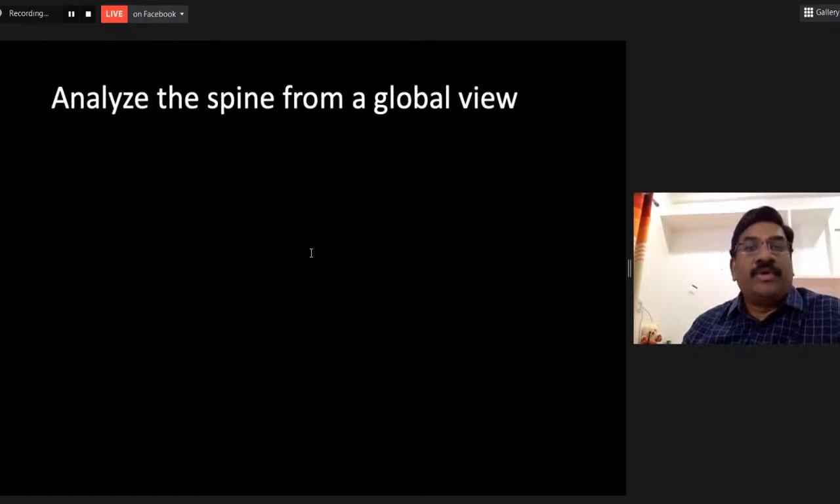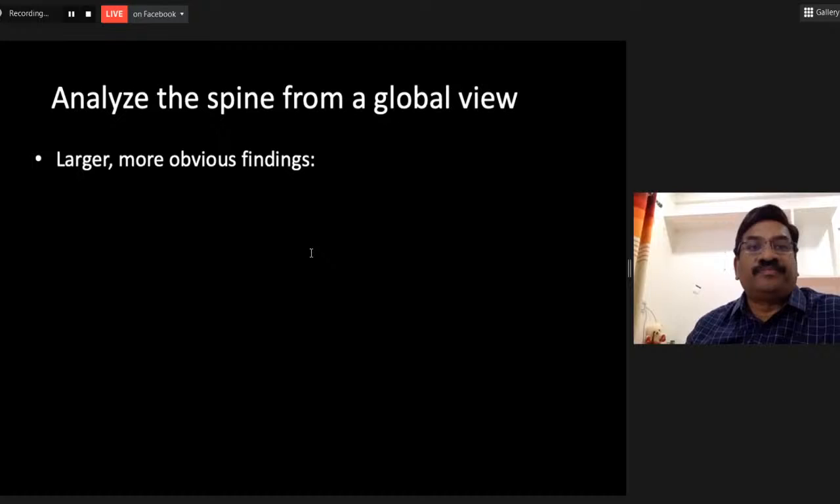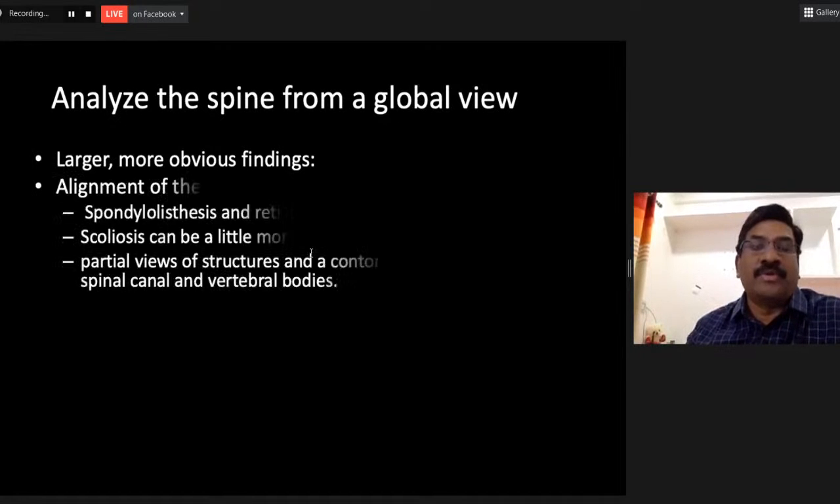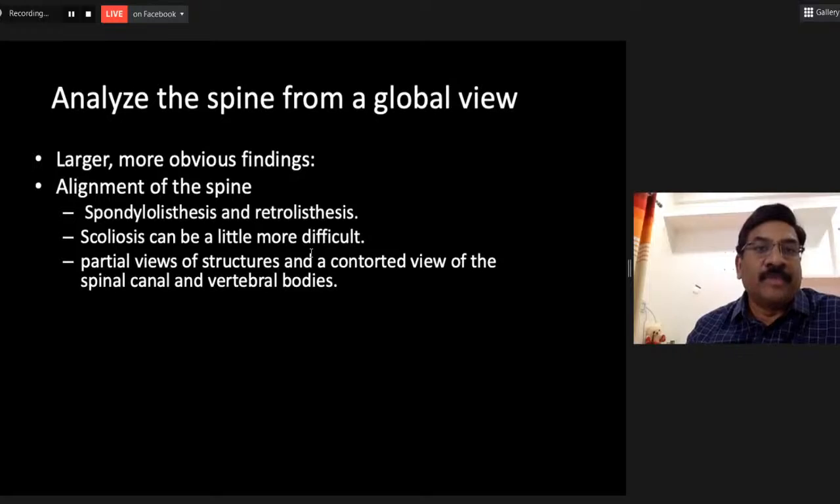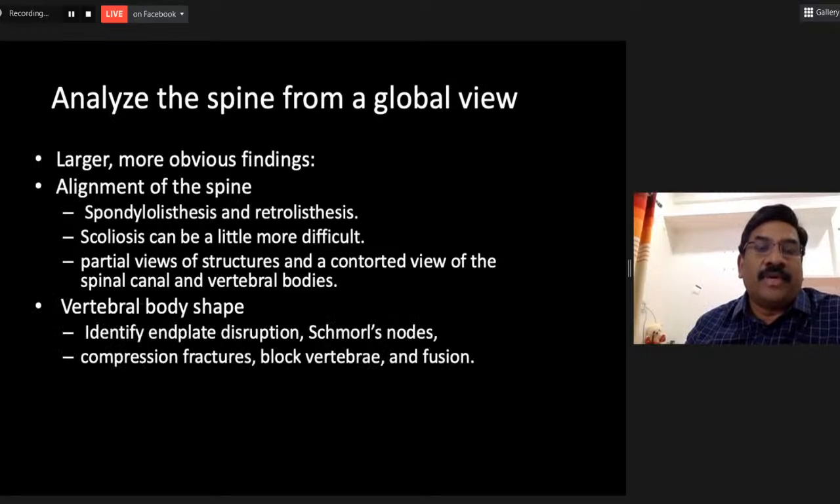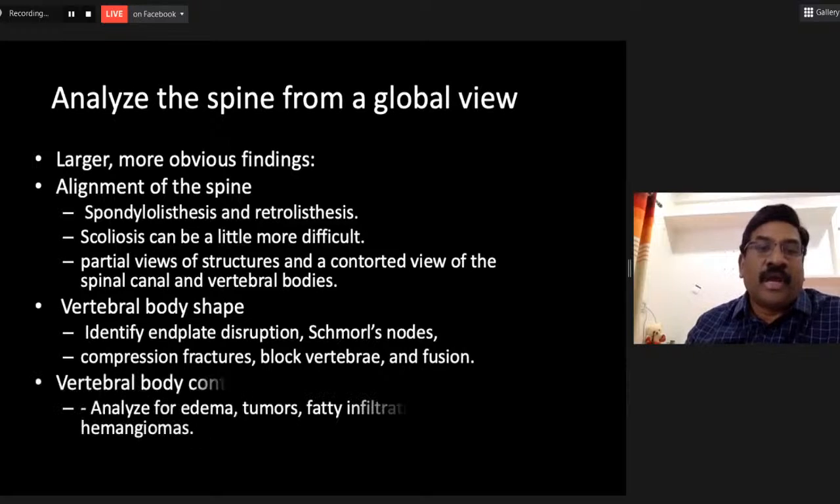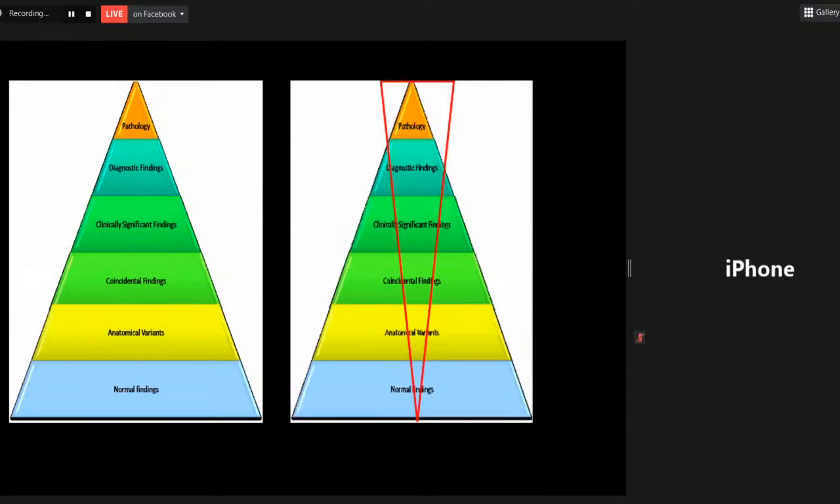So to conclude, you need to analyze the spine from a global perspective. Larger and more obvious findings are to be noted first. Note the alignment of the spine: spondylolisthesis, retrolisthesis, scoliosis. Scoliosis can be a little difficult to see, but partial views of the contoured view can be noted there. Then vertebral body shape: identify end plate disruptions, small nodes, compression fractures, block vertebrae, and fusions. Vertebral body content is also important, whether there is edema, tumor, fatty infiltration, or hemangiomas, you can pick it up.